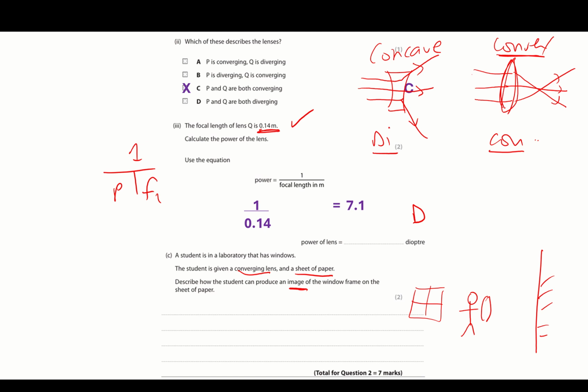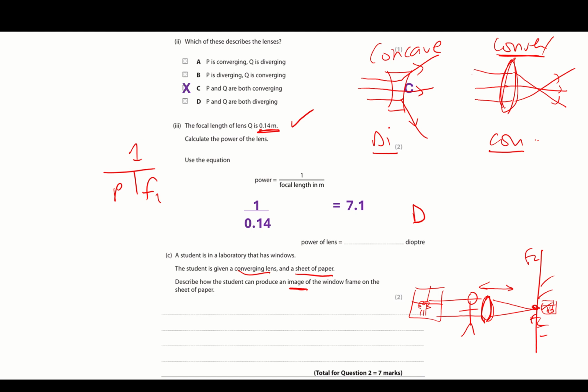And here's the window. Well, what they're going to do is they're going to move this forwards and backwards until they've reached the focal length there, and then we'll have an upside down image. So let's put a tree there. We will have the window and the tree upside down there. So the crucial part is, with that lens, I'm going to move forwards and backwards to get the right focal length, and then I'll see an upside down image.